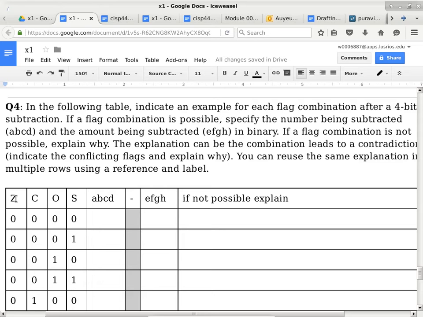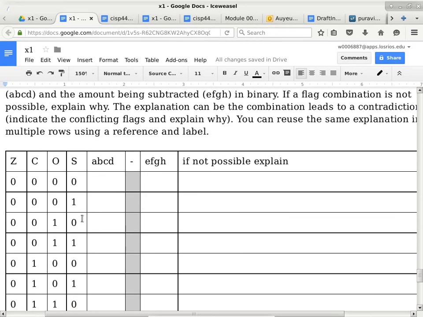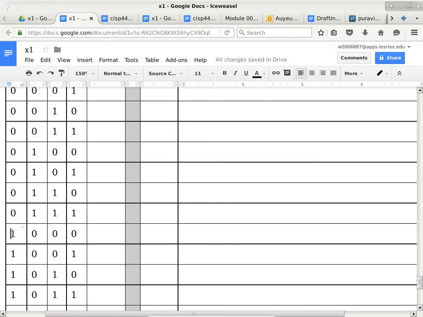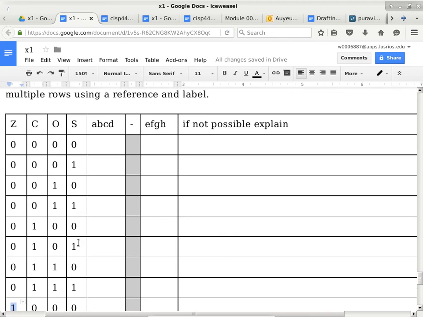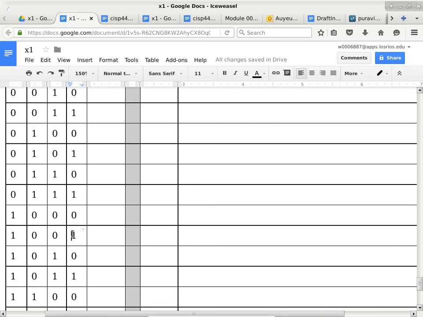Let's think about it. What if the 0 flag is a 1, and the sign flag is also a 1? How is that possible? This is 0, this is the sign flag. The 0 flag requires everything in the result to be 0. The sign flag is the most significant bit of the result. They cannot both be 1, so impossible. So you just say impossible.